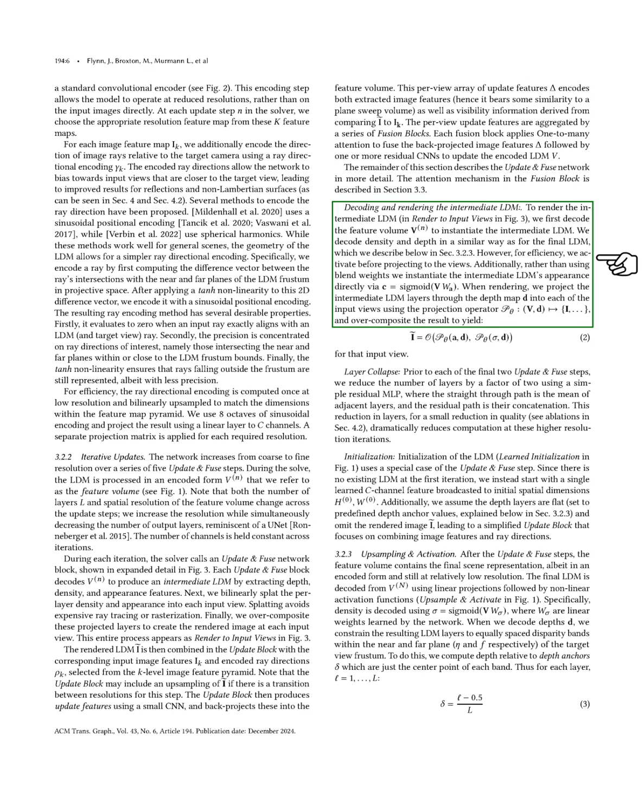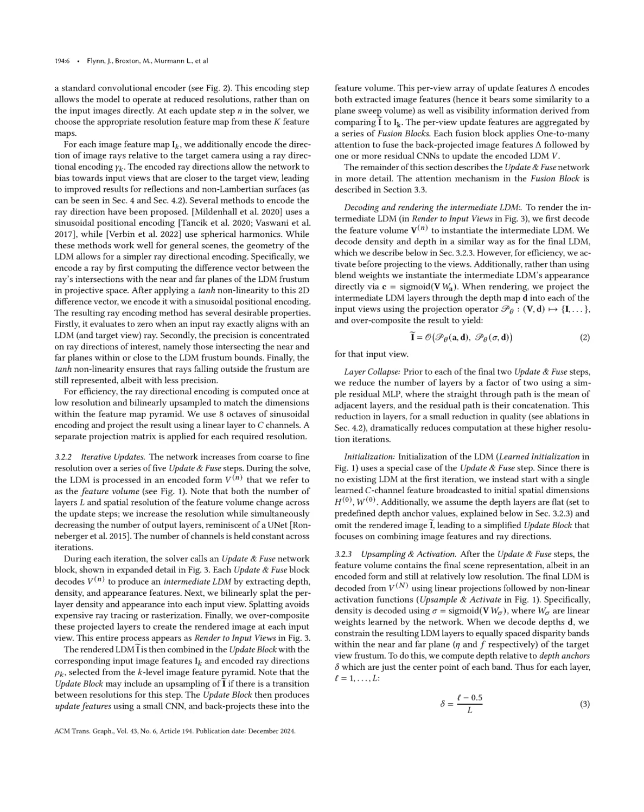Finally, to render the intermediate model, we decode the feature volume to instantiate it. We decode density and depth similarly to how we do for the final model, but we activate before projecting to the views. Instead of using blend weights, we instantiate the intermediate model's appearance directly. When rendering, we project the intermediate model layers through the depth map into each input view and overcomposite the results to yield the final output for that view.